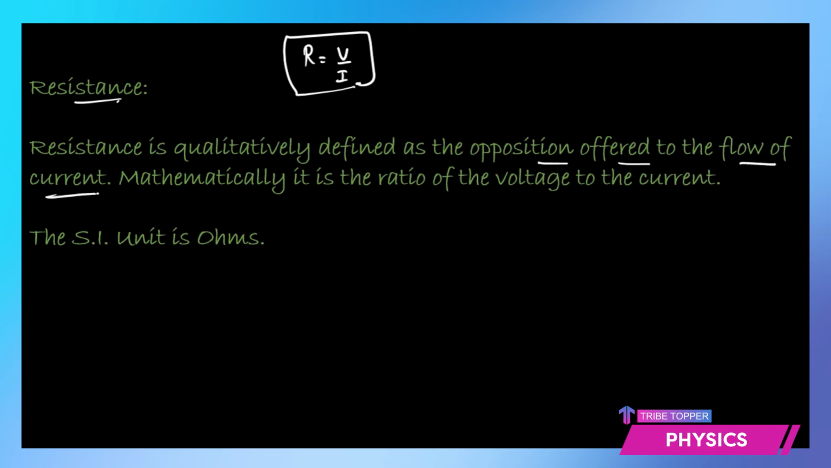It's something similar to our motion while walking, where we face friction. When we walk, we cannot walk at a great speed because of the friction. So friction is an opposing force. In the same way, when the electrons are flowing through a conductor, they also face opposition from the conductor, and that is known as resistance. So we would simply define resistance as the opposition offered to the flow of current. Mathematically, it is the ratio of voltage to the current. And the SI unit of resistance is ohms.